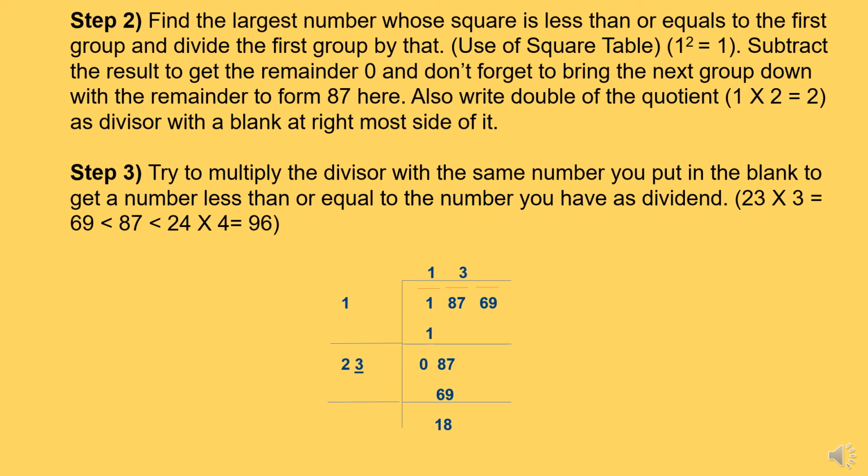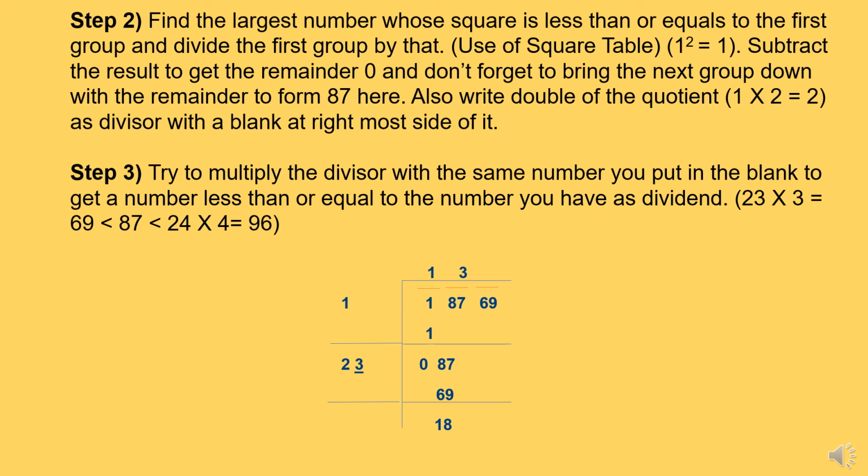1 ones are 1. Subtraction will give us the remainder 0. Then we have to bring down the second group, 87. The new number formed will be 087, that is nothing but 87. Now we have to make the divisor for 87 also. How are we going to make the divisor over here now?